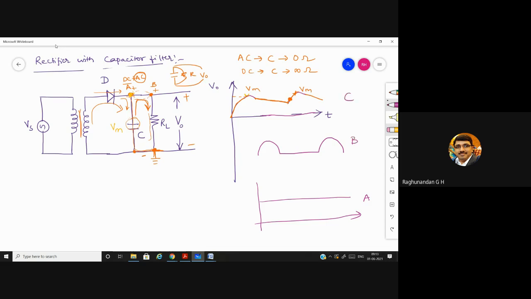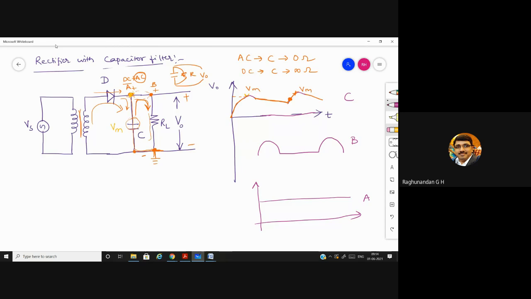Now you tell me among these three choices, whether A and C are near for matching, or B and C are near for matching. B or C, A or C? A or C. What is A? It is complete DC. DC output, right?